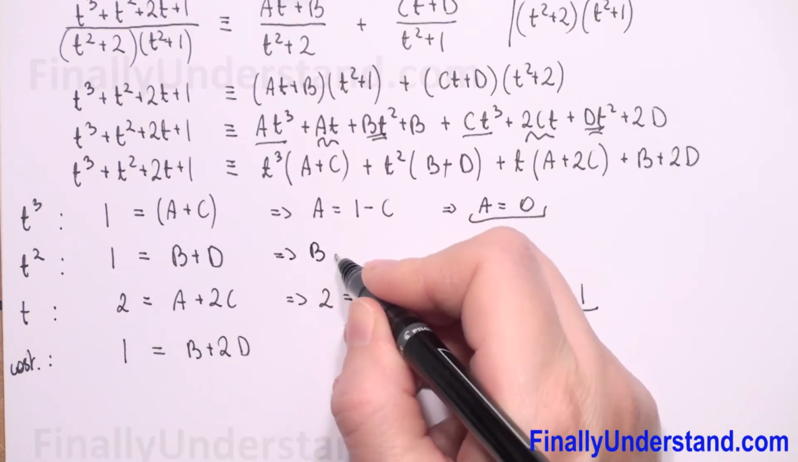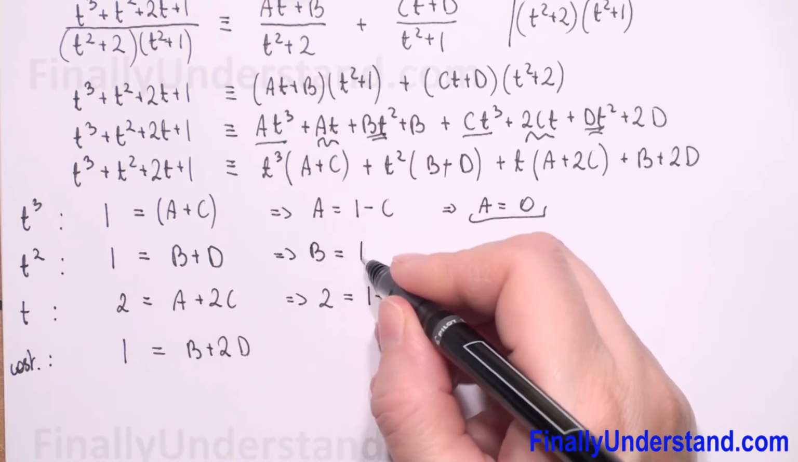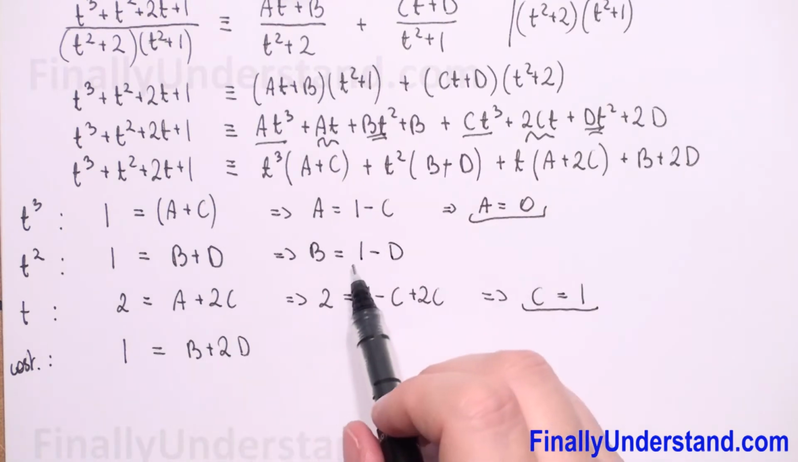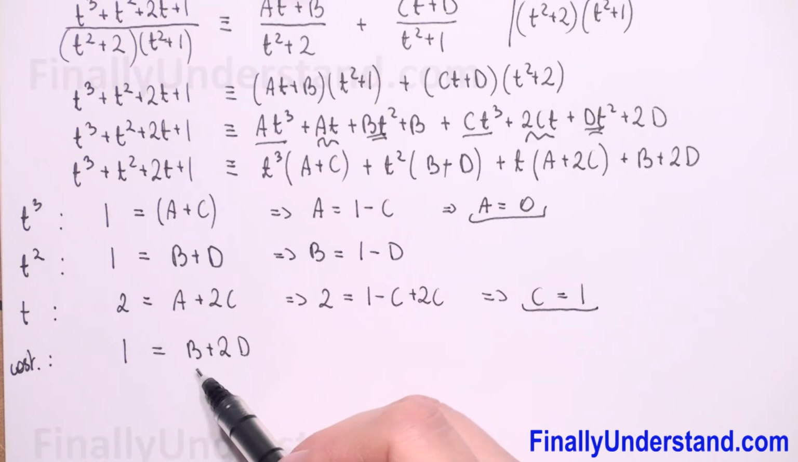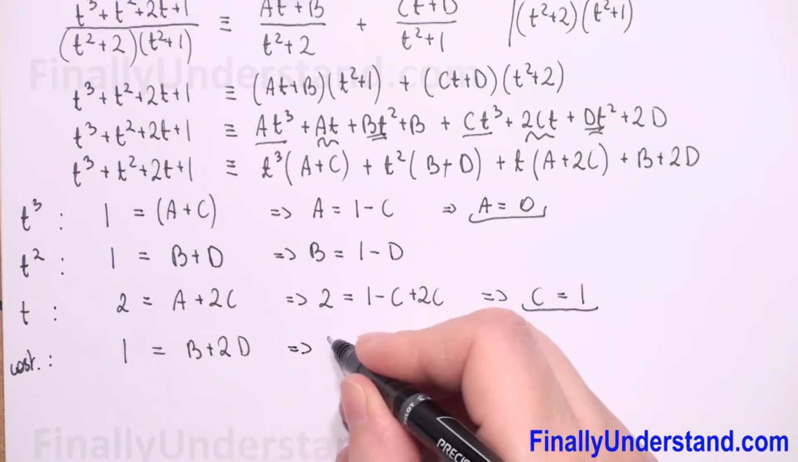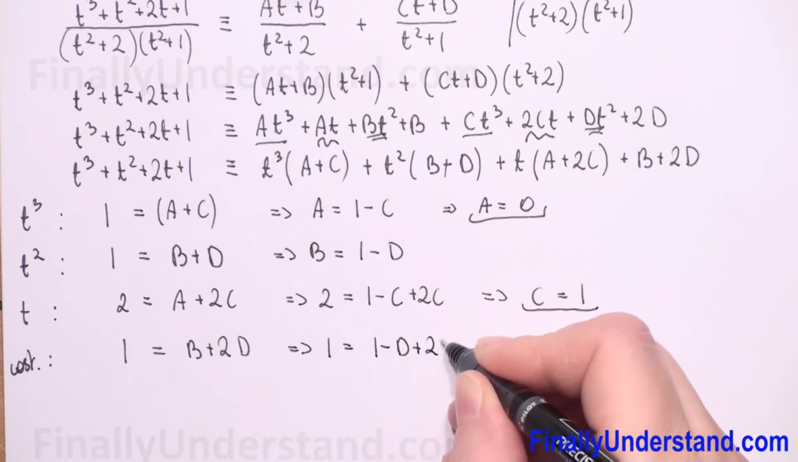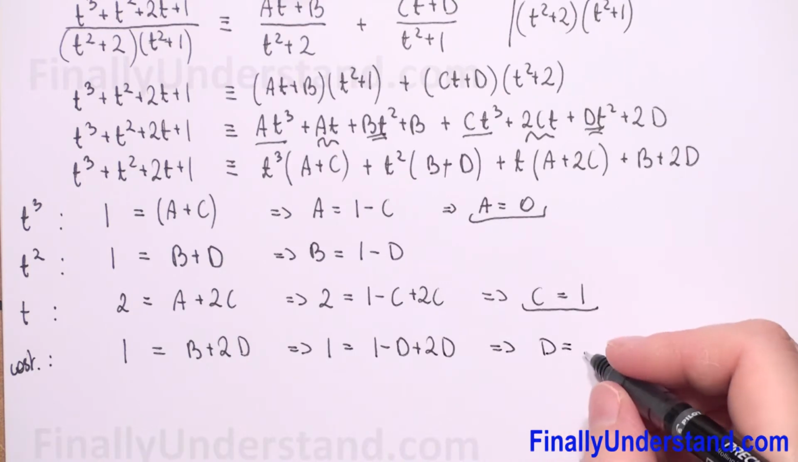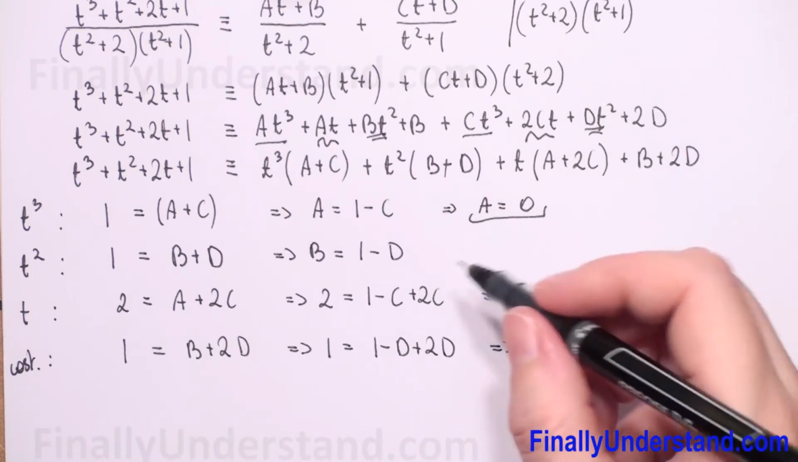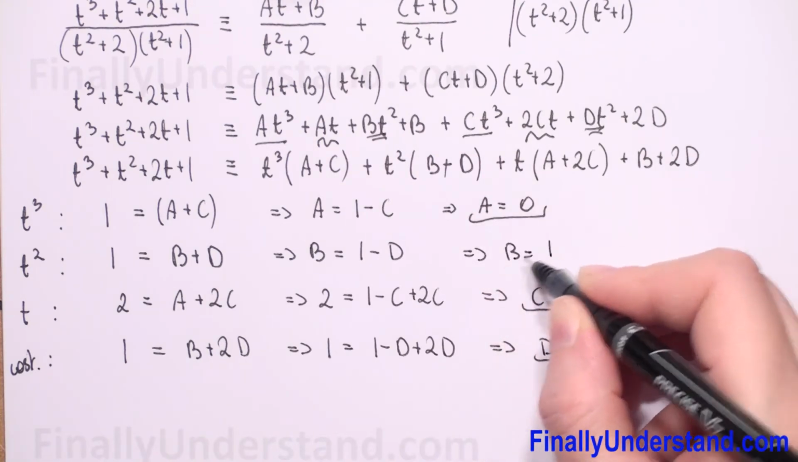Next, we will find b from the second equation. B is equal 1 minus d. So now we substitute to the fourth equation b by 1 minus d. So we will have 1 is equal 1 minus d plus 2d. So we have that d is equal 0. When we have d, we can find b. b will be 1 minus 0 is 1.